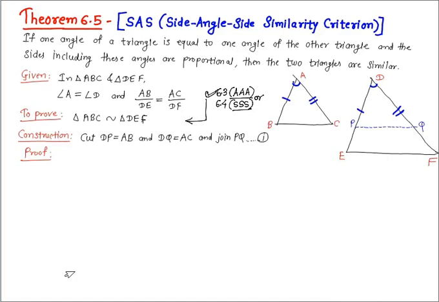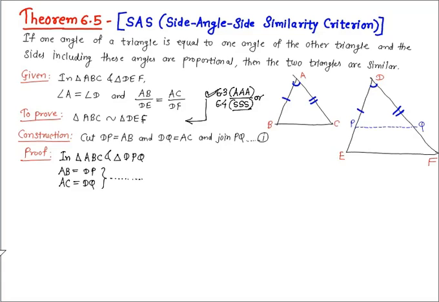And then by using corresponding angles property, we'll make the relationship between angles B and C of triangle ABC and angles E and F of triangle DEF respectively, so that we can prove these two triangles similar. So the first step is to make triangle ABC and triangle DPQ congruent. So we can write in triangle ABC and triangle DPQ, we know by construction AB is equal to DP and AC is equal to DQ.